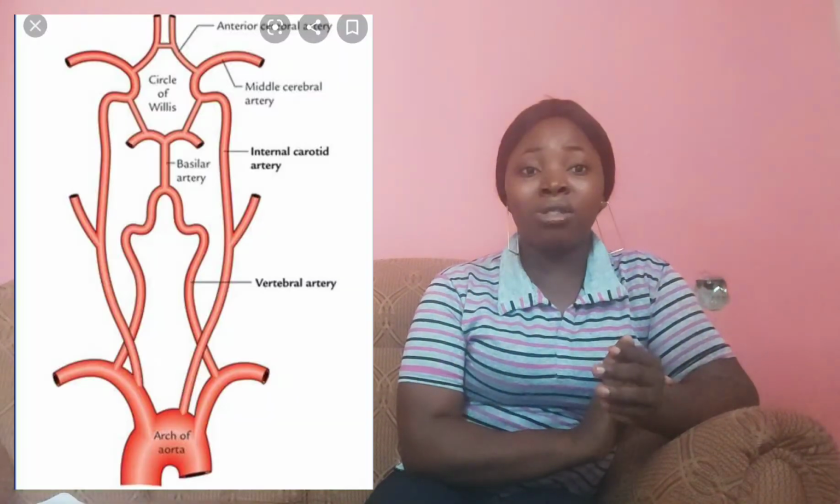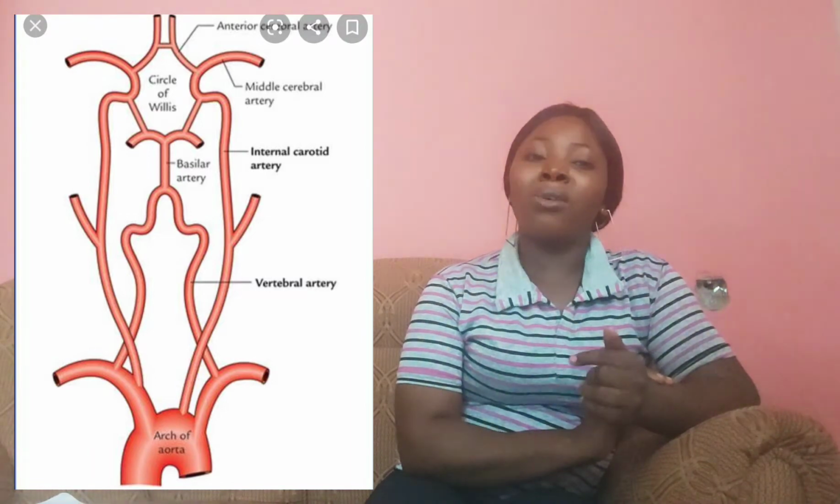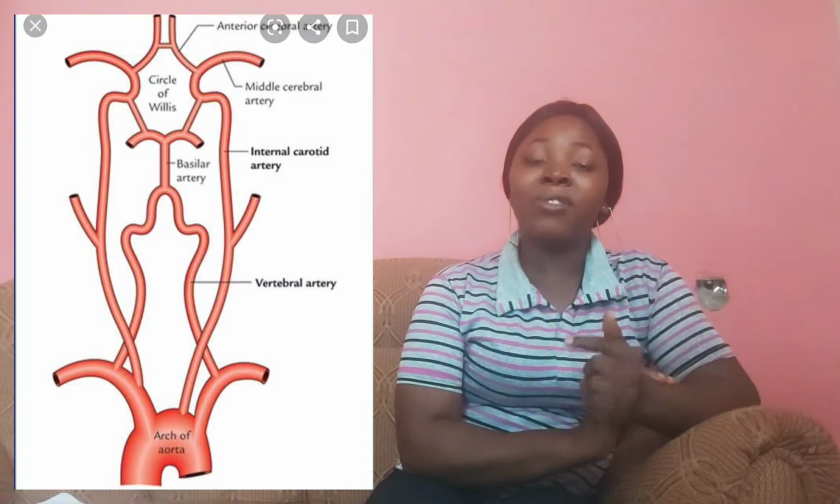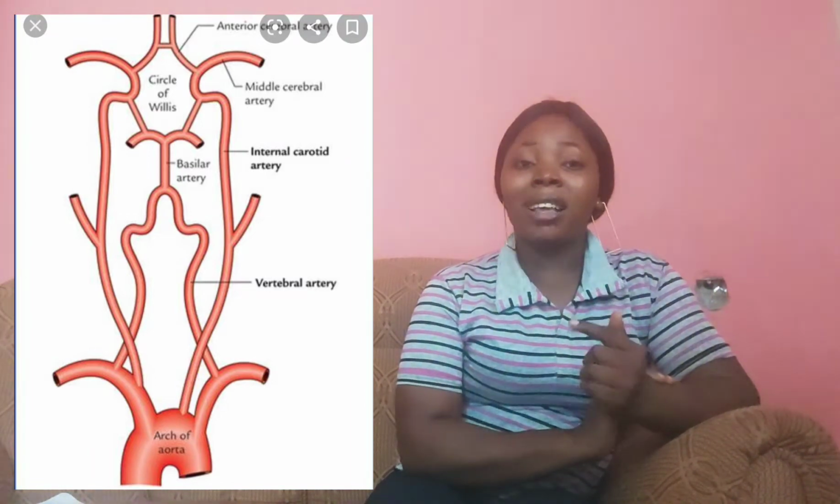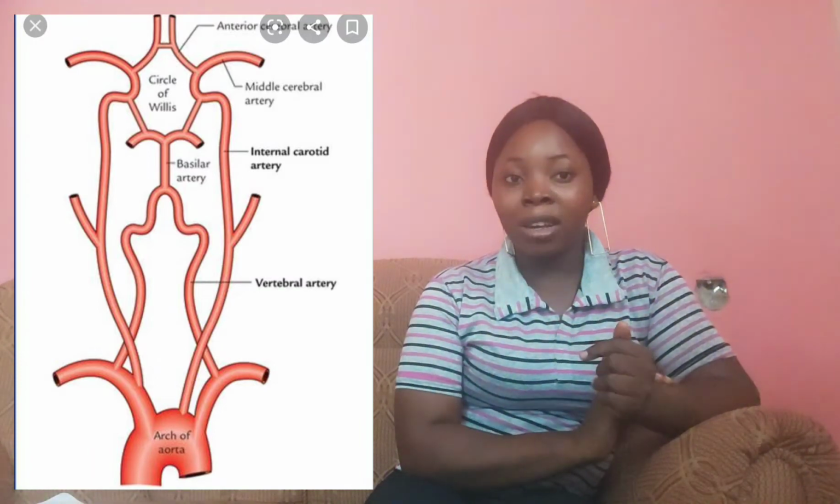Let's discuss the vertebrobasilar system first, the posterior part. The 2 vertebral arteries, that is the right and left vertebral arteries, are branches from the right and left subclavian arteries that emanate from the arch of aorta.